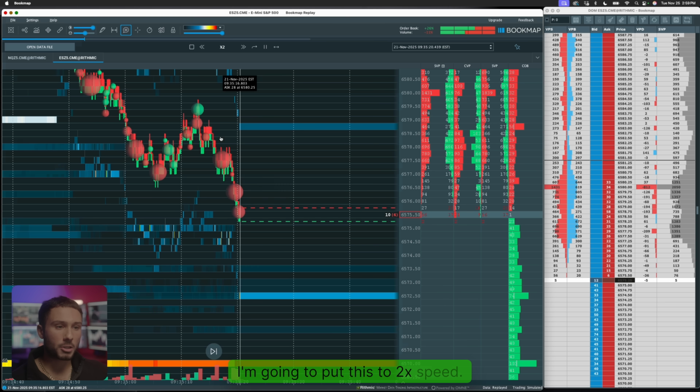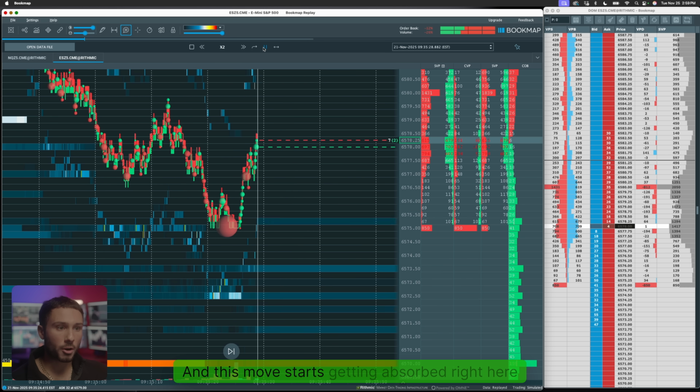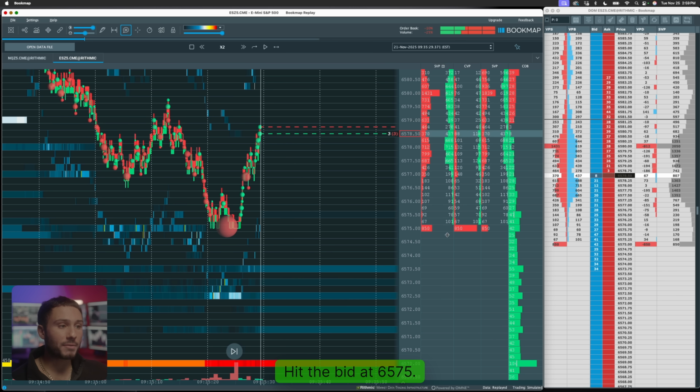I'm going to put this to 2x speed. The market's going to break under the low right here, and this move starts getting absorbed. Right here, you can see 850 contracts hit the bid at 65.75. Yet the market bounces.